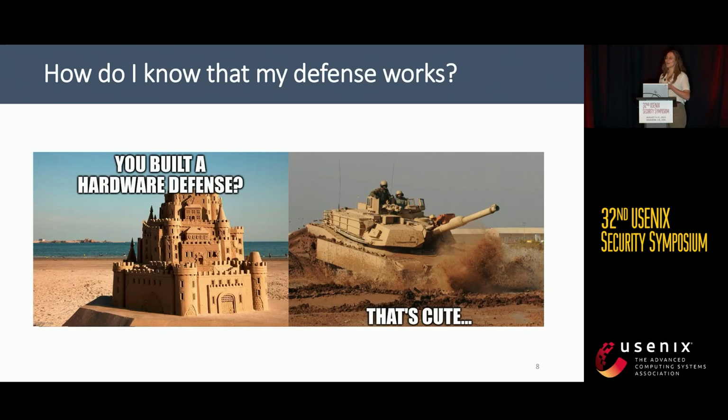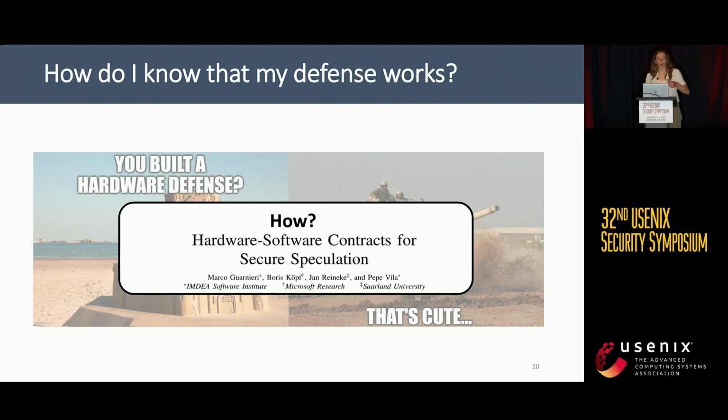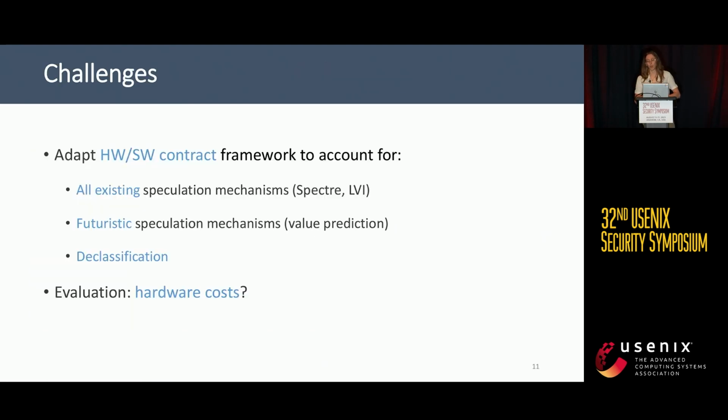How do we know that they actually provide secure speculation for constant time? And that's what we answer in our paper. And to do that, we use the hardware-software contract that was proposed a couple of years ago, and we adapted it to account for more speculative execution mechanisms, because it was only proposed for, well, Spectre v1, and we want to cover all variants of Spectre, but also LVI.